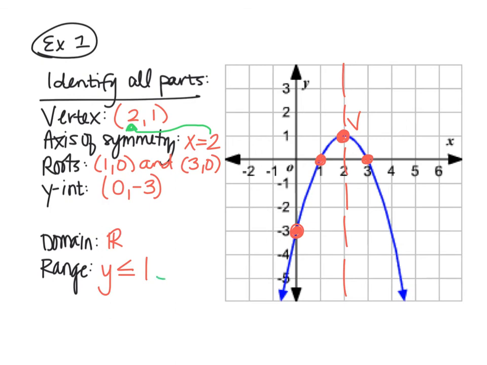Another way to kind of cheat that is to look again at the vertex. The y part of the vertex helps you with the range. So you are going to have some problems where you just need to identify given the graph.